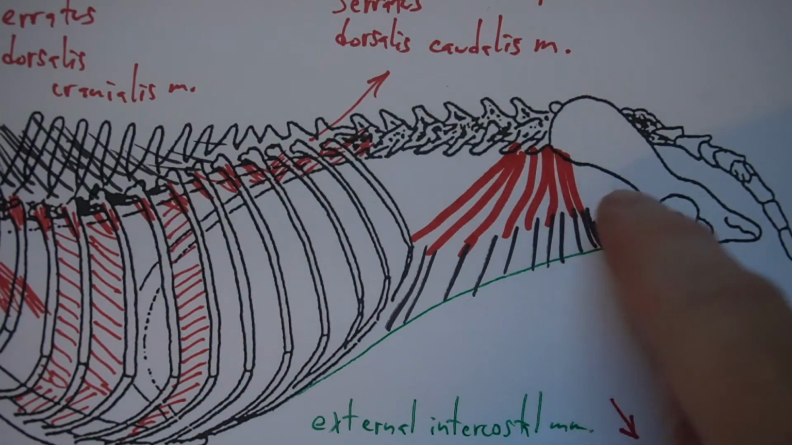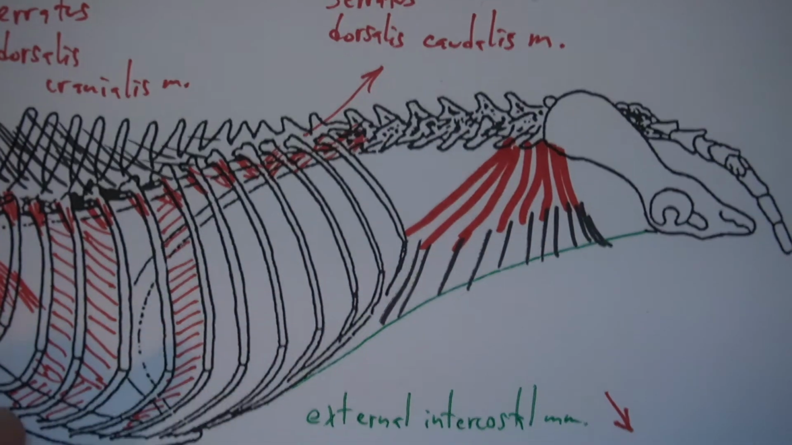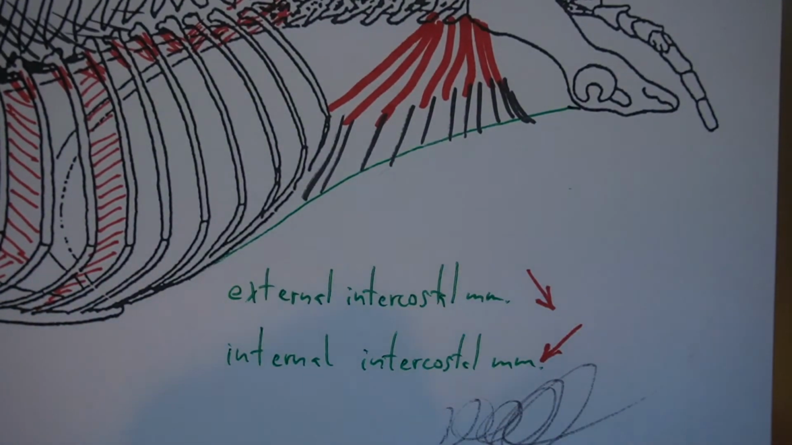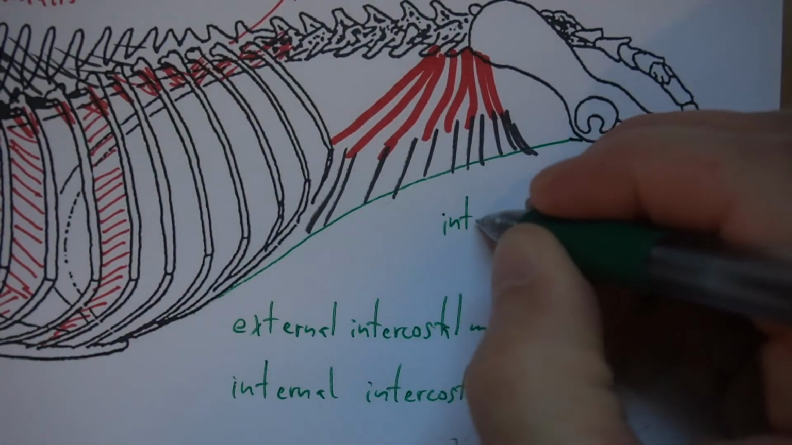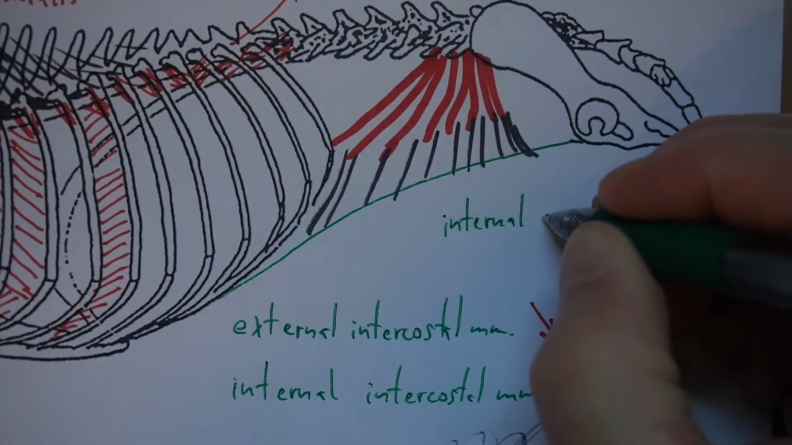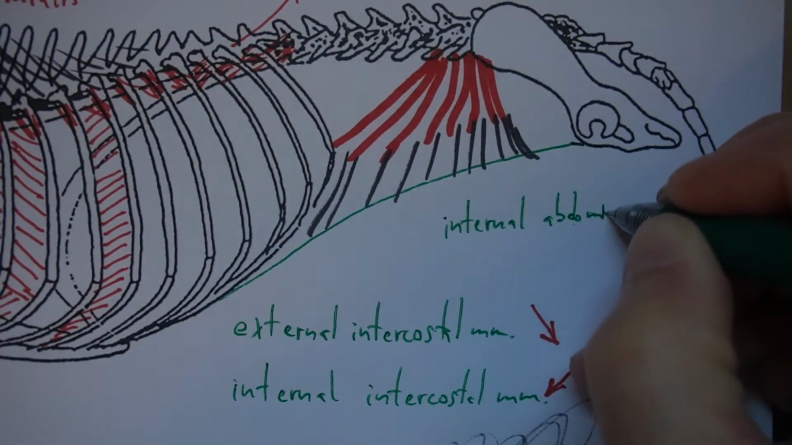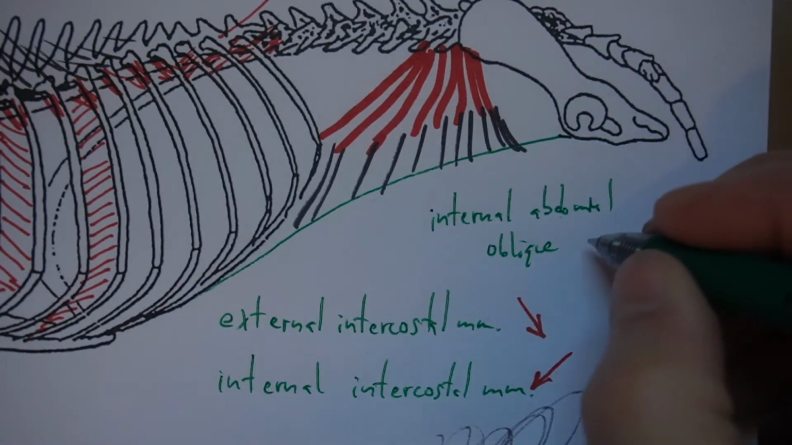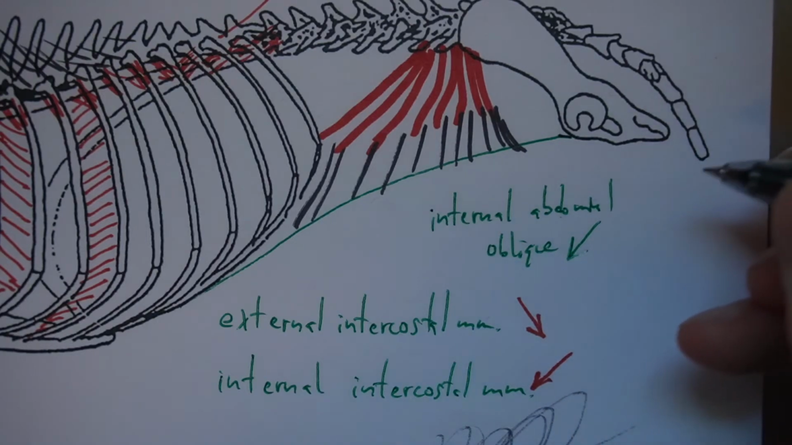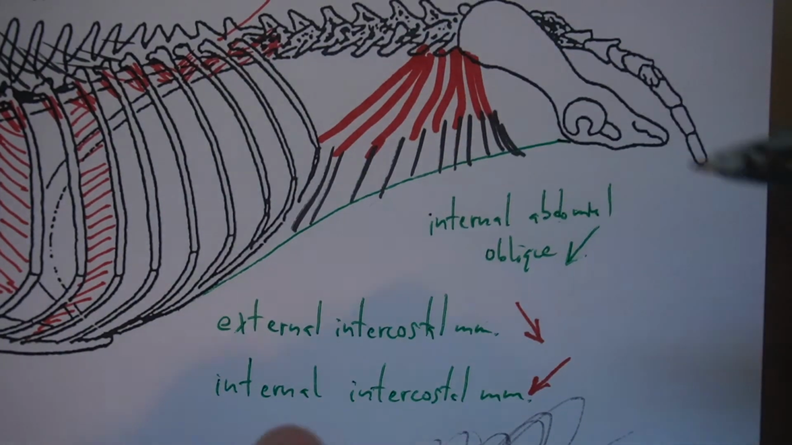The caudal border of that muscle is actually going to be defined as our deep inguinal ring. We'll come back to that another time. So this muscle, internal abdominal oblique, has fibers. I'm going to write it over here. Internal abdominal oblique has muscle fibers that run in a cranioventral direction, opposite that of the external abdominal oblique.